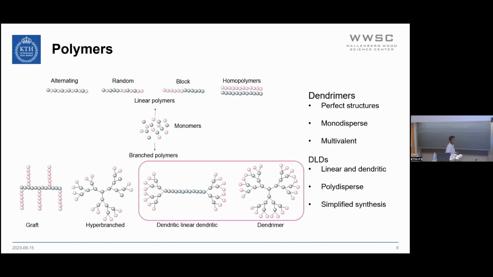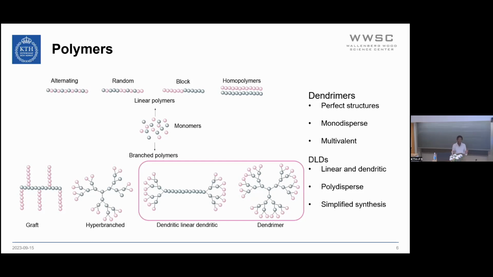Polymers come in different shapes and sizes, but the ones we focus on are in the branched family. This is where we find dendrimers and dendritic-linear-dendritic block copolymers, which I will refer to as DLDs. Dendrimers are perfect structures. They are monodispersed. That means there's only one compound, one structure with one molecular weight, when you have a monodispersed dendrimer.